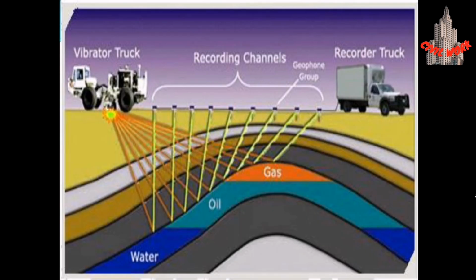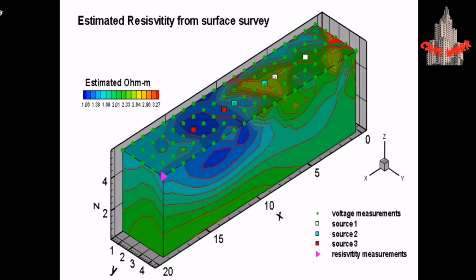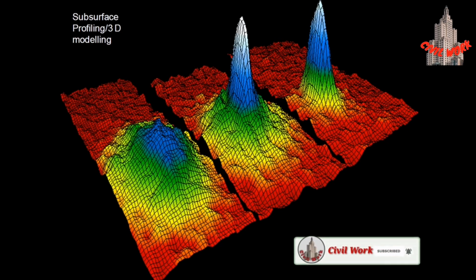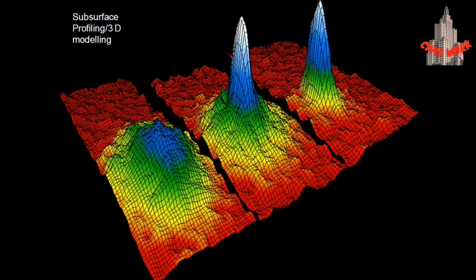This figure shows the recording channels, the vibrator truck and the recorder truck. This figure shows the results of the resistivity test we have conducted for checking the resistivity of the soil, estimated in ohm meters, which is a demonstration of where the resistivity is low and where the resistivity is high. These are the subsurface profiling 3D modeling of resistivity.